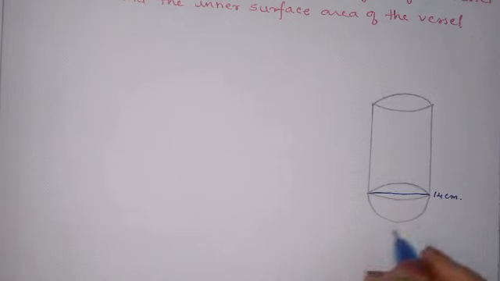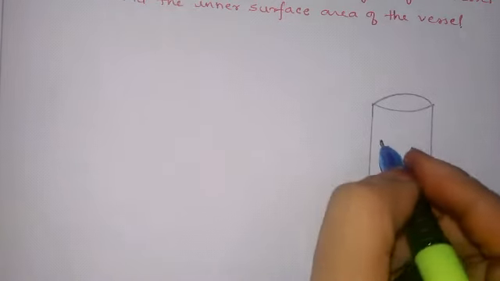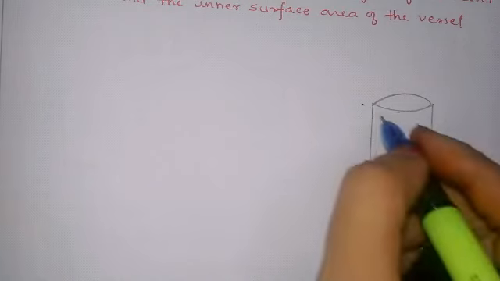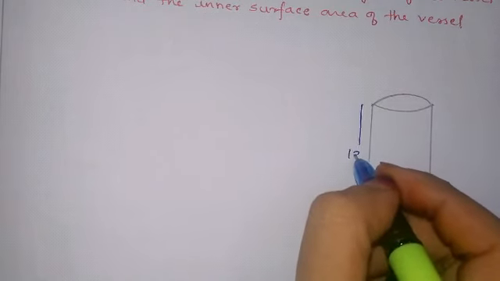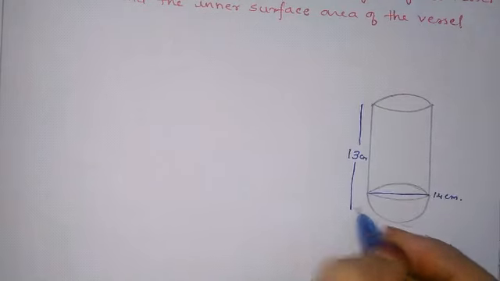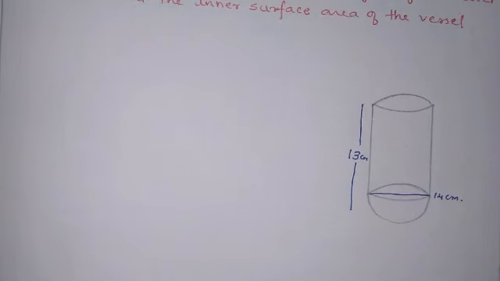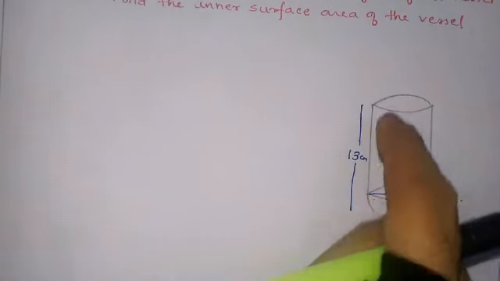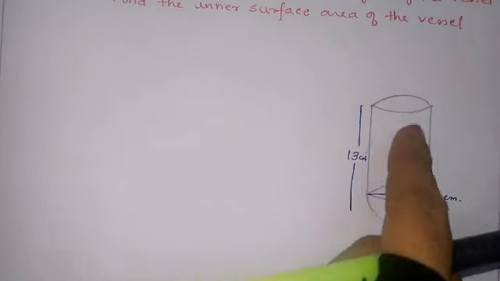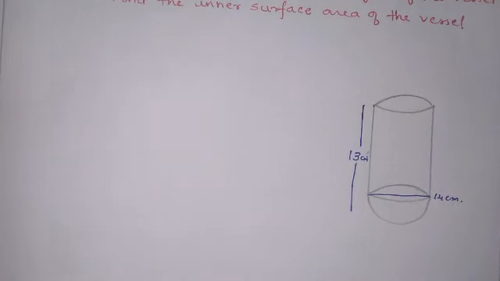14 centimeter. And the total height of the vessel is 13 centimeter. Complete height is 13 centimeter. Full vessel height is 13. What they are saying, find the inner surface area of vessel. That means the full surface area of vessel we have to find.